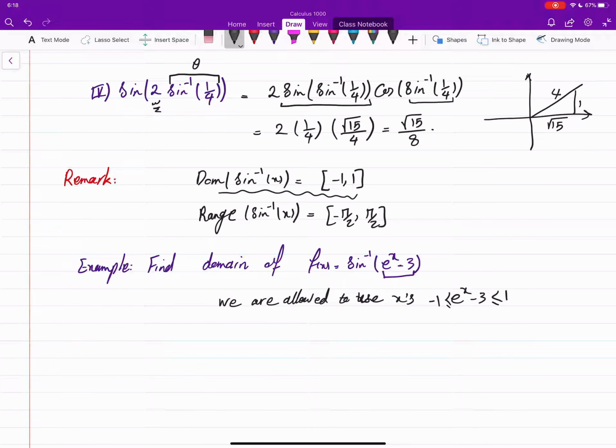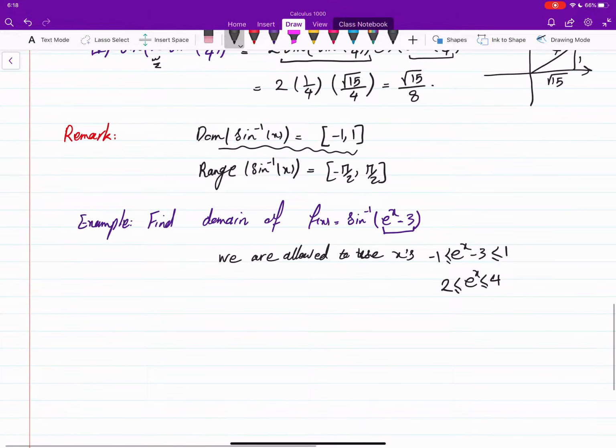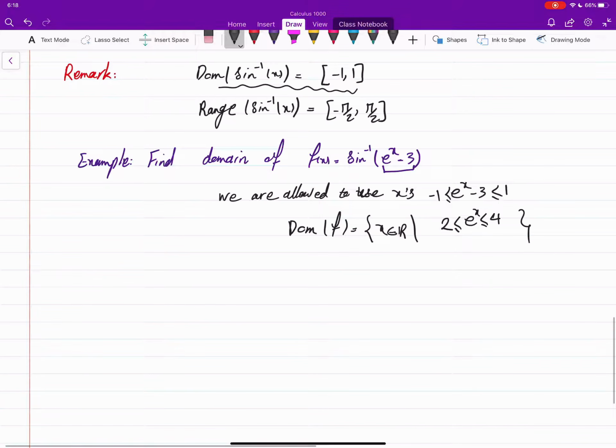Well, you can add 3 to all sides, so we get 2 and 4. So we are allowed only to find the numbers, so basically domain of f is equal to all x's on real numbers such that this happens. But what kind of numbers are those ones?